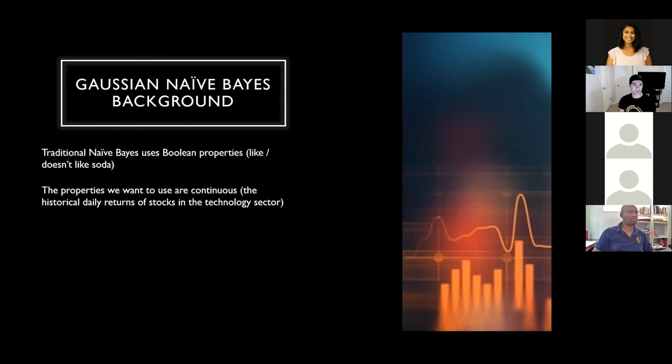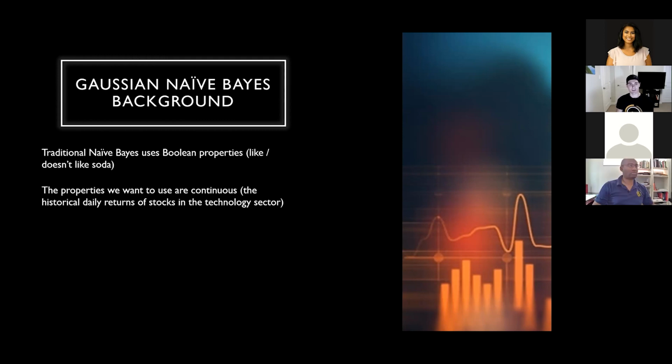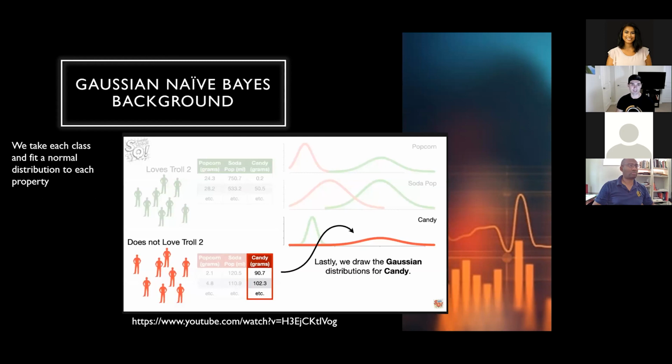Now, the traditional naive Bayes uses Boolean properties, so liking soda and not liking soda. But the properties that we want to use in this strategy are continuous, namely the historical daily returns of stocks in the technology sector. Since we're using continuous data, we can't use the traditional naive Bayes framework. We need an extension, which is the Gaussian Naive Bayes model.